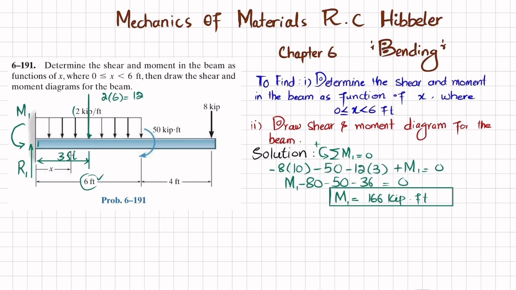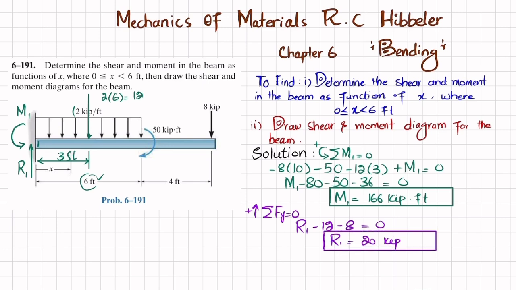Now we'll find R1 by using the equation of equilibrium, that the sum of all forces along the y direction must be equal to 0, and upward force is taken as positive. So R1 is upward, 12 is downward, that will be minus, and minus 8, their sum must be equal to 0. So R1 minus 12 minus 8 is equal to 0. It means that R1 is equal to 20 kips. Now you have R1 and moment M1.